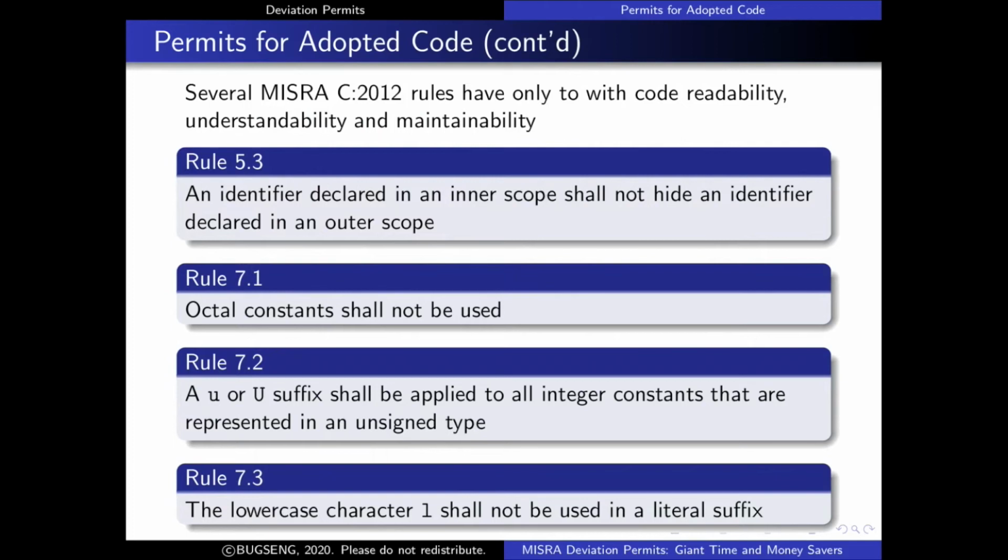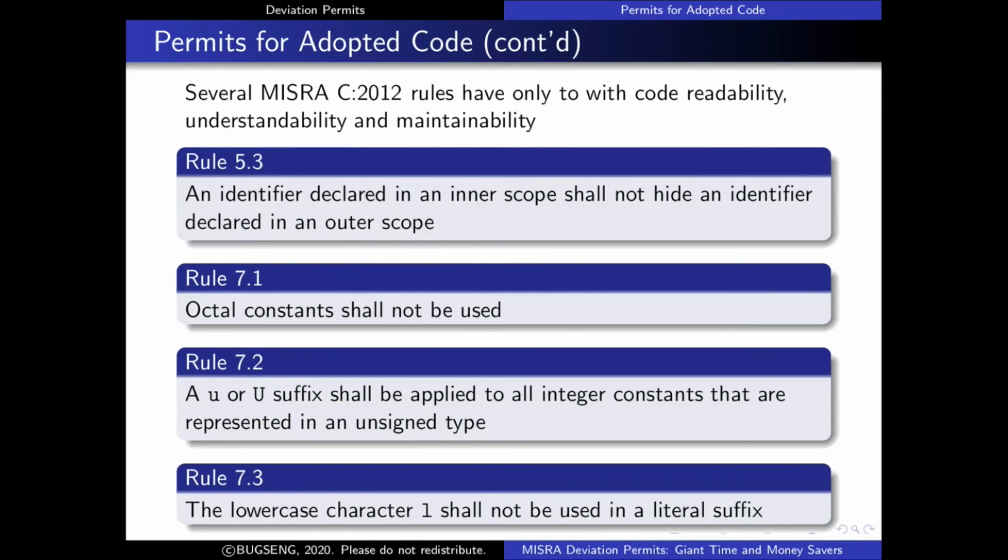Rule 7.2, a lowercase u or uppercase U suffix shall be applied to all integer constants that are represented in an unsigned type. So the type of integer literals depends on quite a complex set of conditions in C, and so a constant may be unsigned implicitly. So the requirement for this u suffix is so that the programmer can express that he or she is aware of the fact that this integer literal is unsigned. Rule 7.3, very easy.